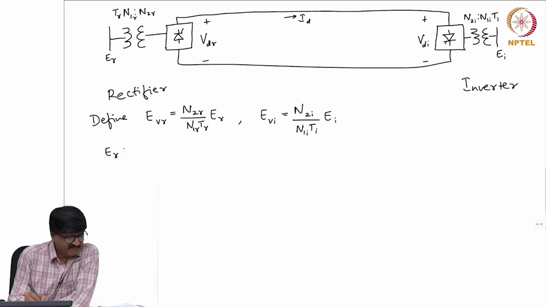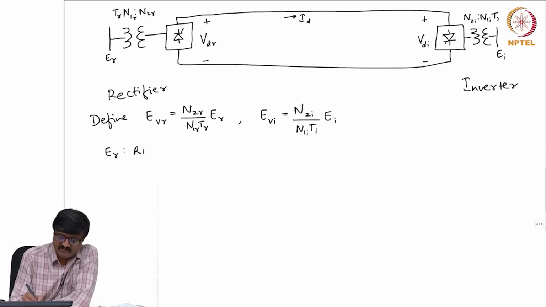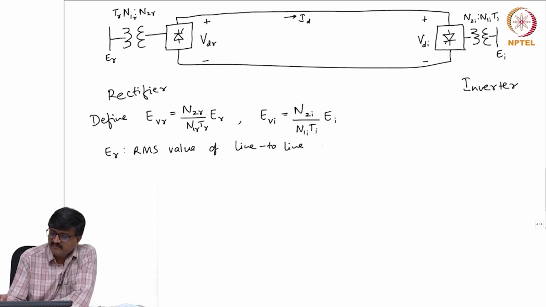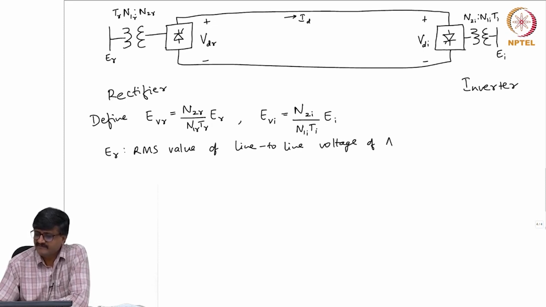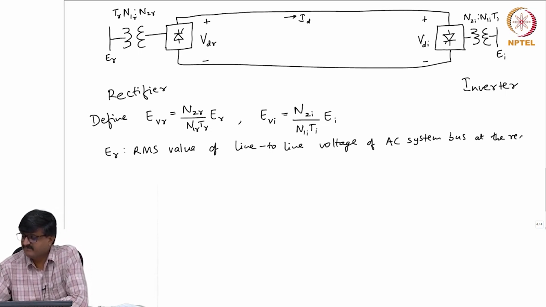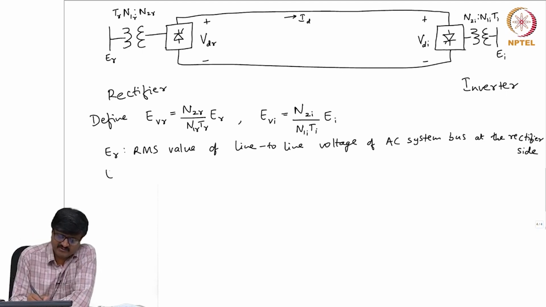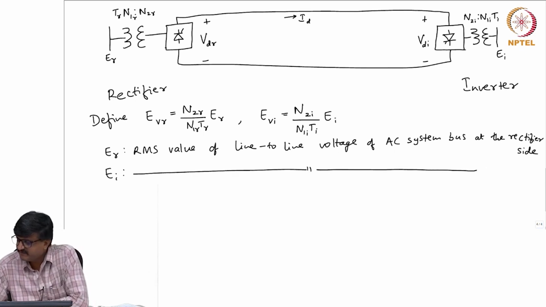So, let me write this. ER is the RMS value of line-to-line voltage of the AC system bus at the rectifier side. When it comes to EI, it is also the RMS value of line-to-line voltage of the AC system bus at the inverter side.